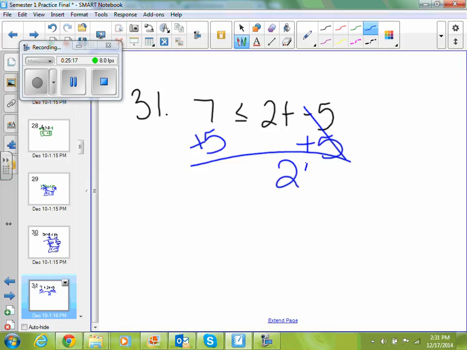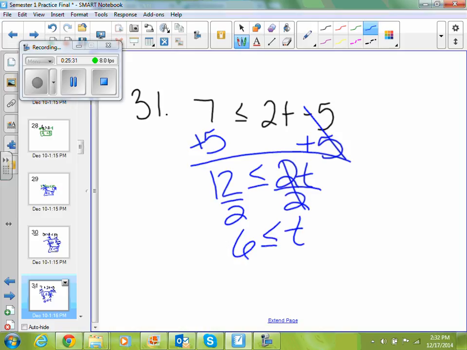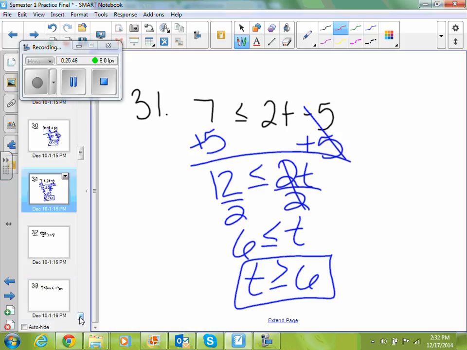So 2t is greater than or equal to 7 plus 5, which is 12. Now what? So t equals 6, and then I have to switch it. So 6 is less than or equal to t, so then I switch it so t is greater than or equal to 6. I wouldn't call that perfect.